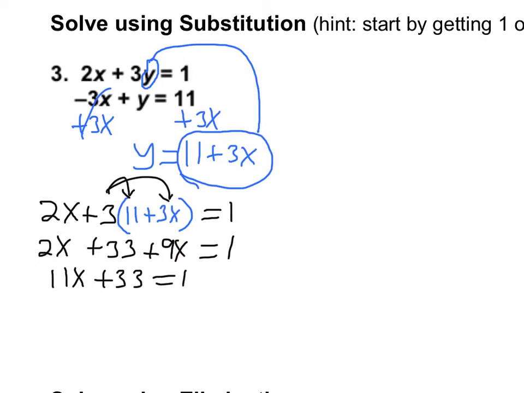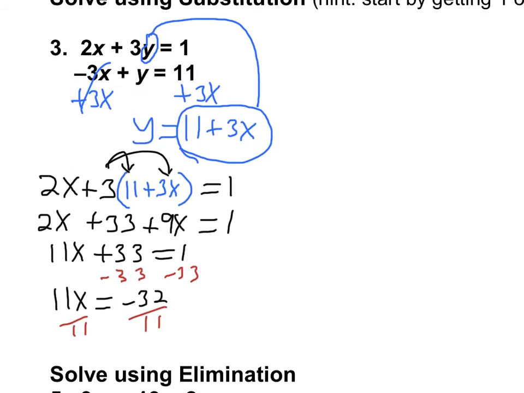Now I just need to get the x by itself, so I'll subtract 33 from each side. 11x equals 1 minus 33 is negative 32. And then I just need to divide both sides by 11. And when you divide both sides by 11, you get x equals, you'll probably want to type that in your calculator, negative 32 divided by 11.